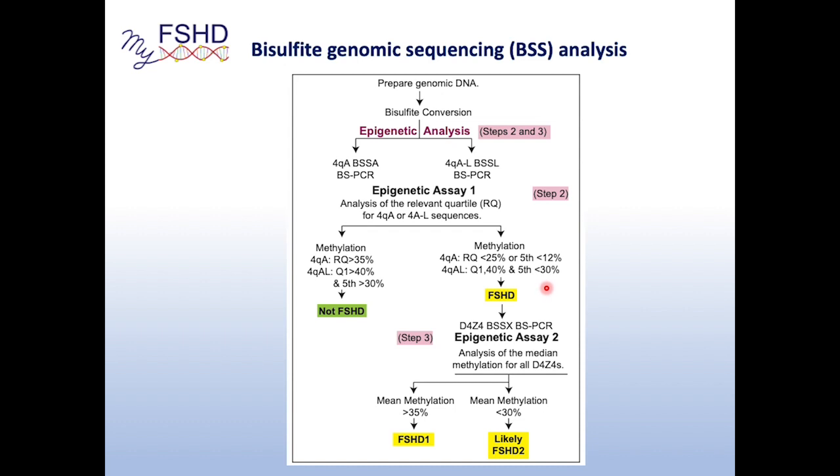All right, so then we're going to go through and do our next epigenetic assay. We call it BSSX, and we're actually going to do this even if you're not FSHD. Again, we do every assay, but this flow would be if you're FSHD, are you FSHD1 or likely FSHD2? High levels of methylation across all the repeats is FSHD1. Low levels across the non-contracted array are FSHD2. So that's kind of the flow.